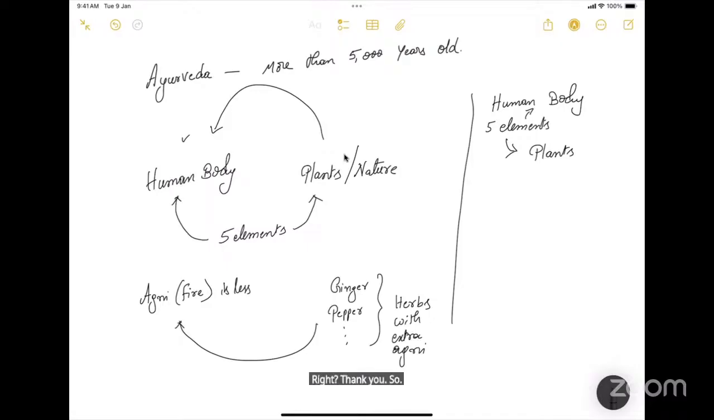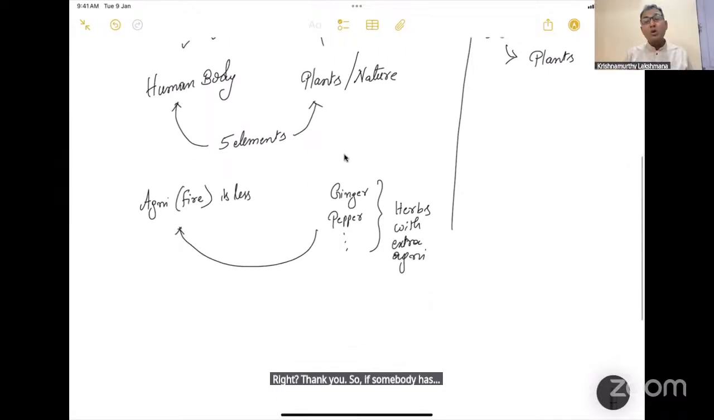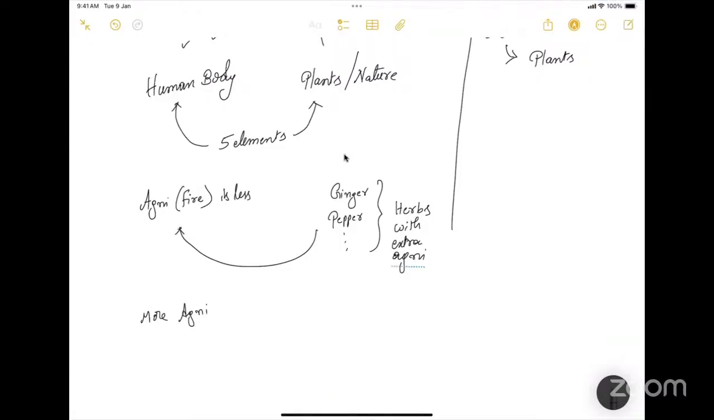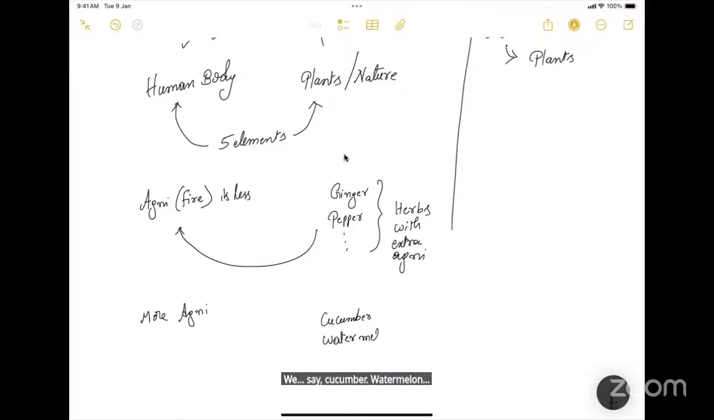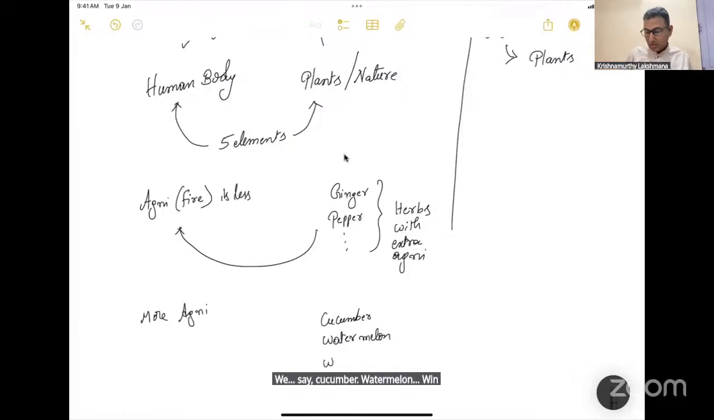So if somebody has more Agni, what do we use? Water. We use, say, cucumber, watermelon, muskmelon, all melons, winter melon, that we call Kushmand.